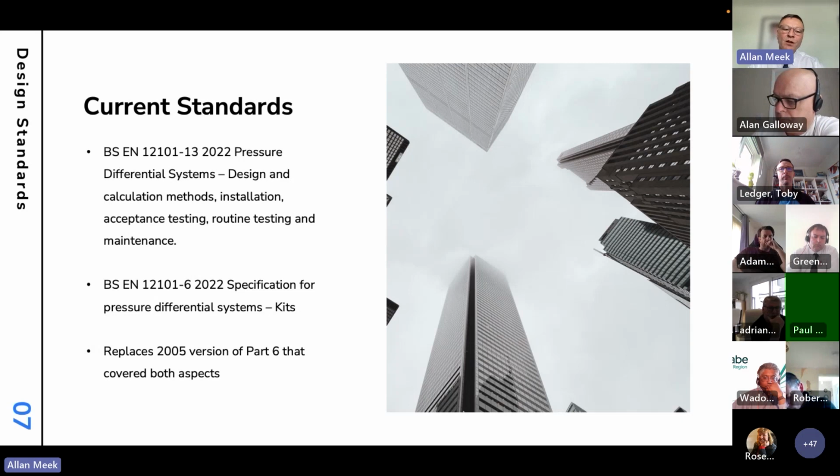And then a further slight complication is that neither of the new standards are harmonized standards, which means that third-party certification and testing is not required for them. I'll cover this a little bit more as we go along. So basically, these are the current standards which you need to design to, but testing to them is a slightly different matter, which we'll discuss.